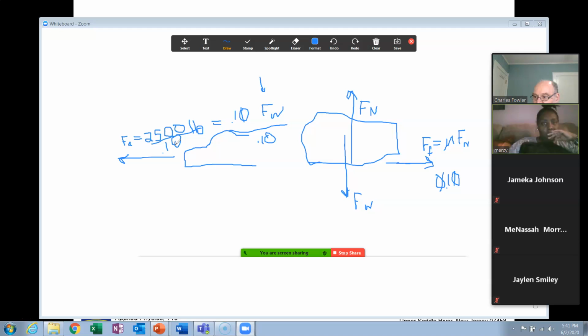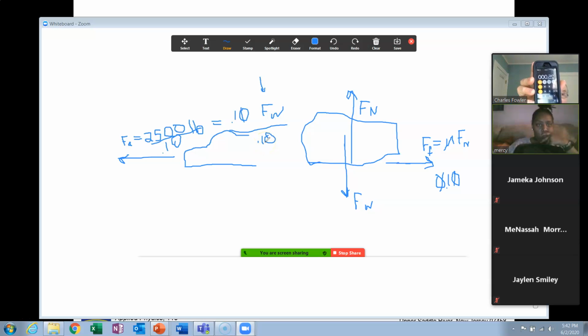So it's 2,500 divided by 0.1. You don't have to put the other 0 there. And when you do that, you wind up with 25,000 pounds. This truck could weigh 25,000 pounds, and this tow truck would still be able to pull it, even though it only weighs 2,500 pounds. Why? Because the weight of this truck is being supported by the road. This isn't lifting the truck, it's pulling the truck. The coefficient due to the friction is 0.10, so that answer here is 25,000.